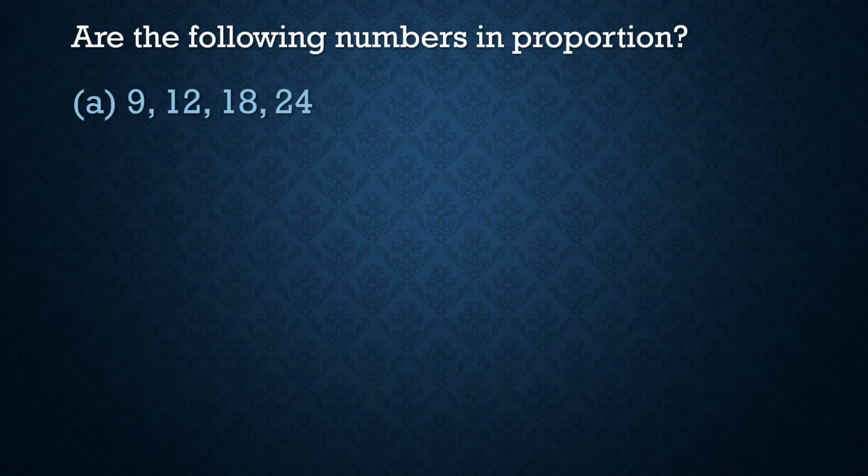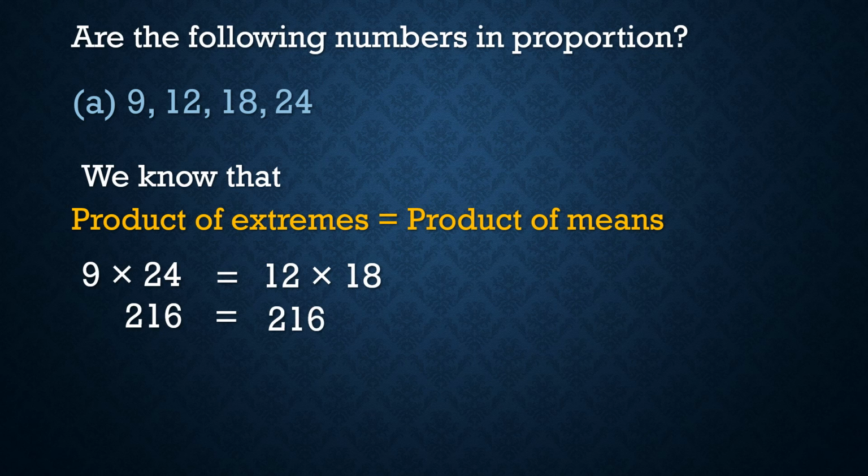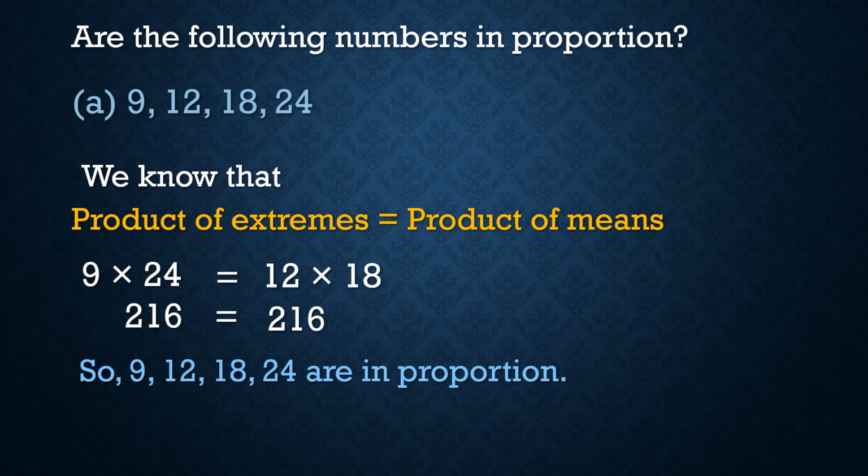Question number 1. Are the following numbers in proportion? Question number A. 9, 12, 18 and 24. So what we have to do? Yes, we know that product of extremes is equal to product of means. Now put the value. Product of extremes means first term and fourth term. That means 9 multiplied by 24. Then write the is equal to sign as it is. And product of means is equal to second term multiplied by third term. That is 12 multiplied by 18. Now do the multiplication. We get 216 is equal to 216. So we can say that 9, 12, 18 and 24 are in proportion.